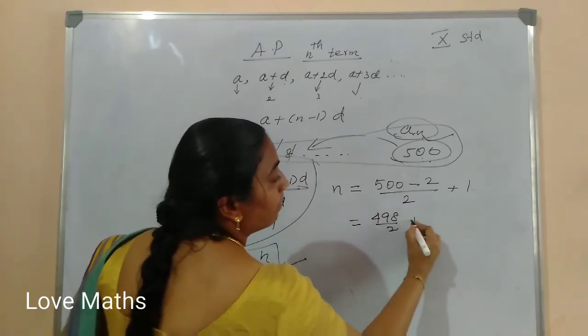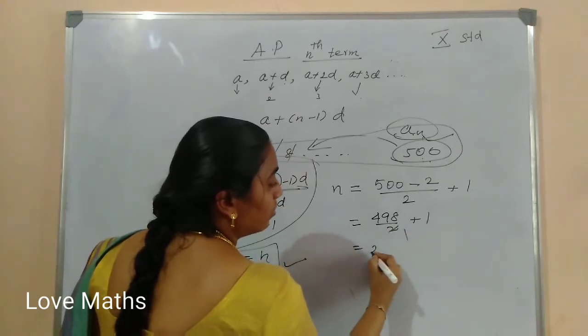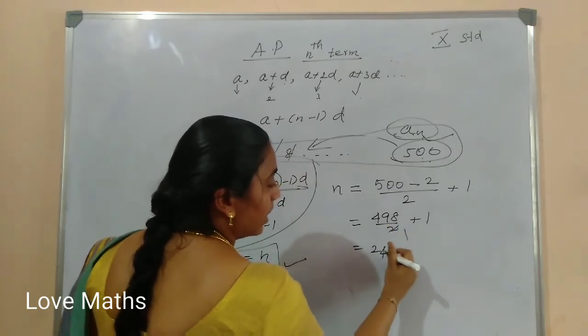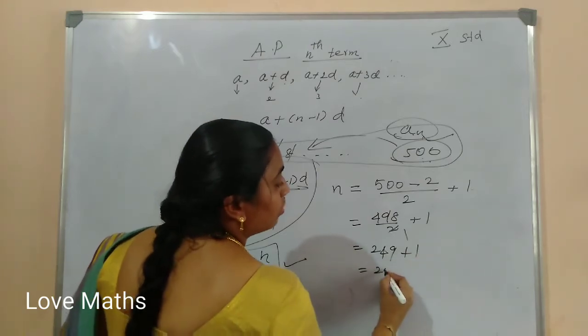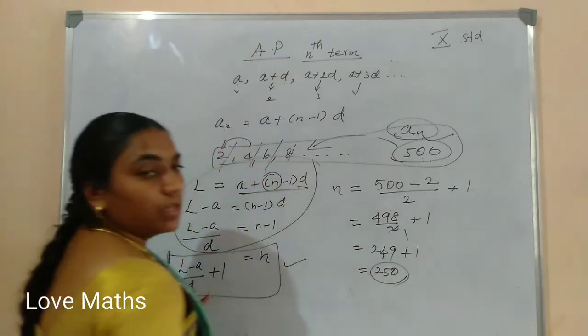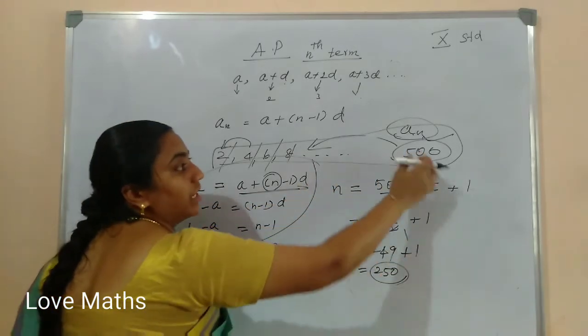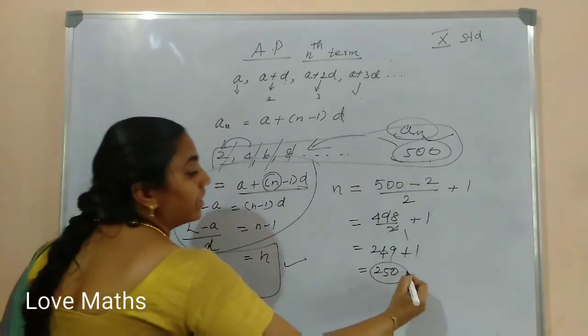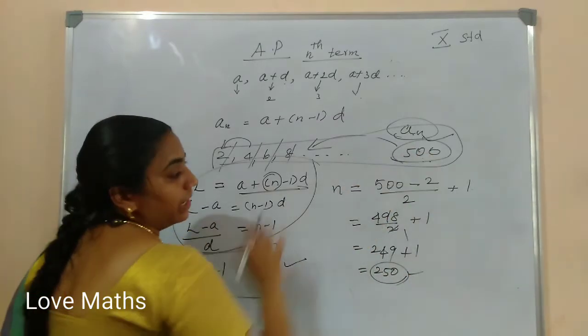498 by 2 plus 1. Next, using the 2 table you try to cancel. 1 2 is 2, 2 2s are 4, 4 2s are 8, remaining 1, 9 2s are 18 plus 1. So the 250th term. In this, the sequence continues, the 500 will be the 250th term. Totally 500, 250 terms are there. The 250th term is 500.